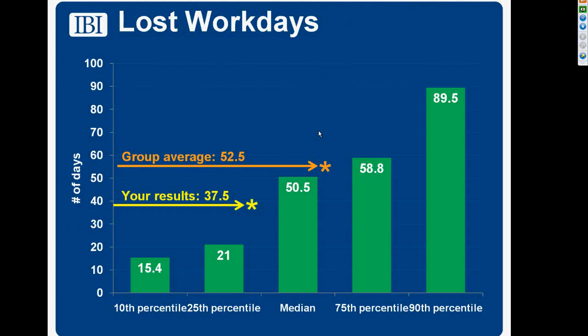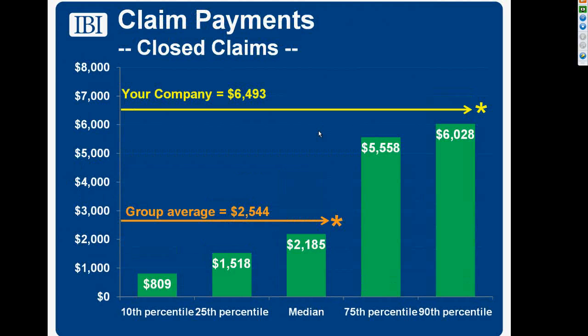Now let's look at payments, closed claims first. Now we begin to see a very different picture. Again, the company shown in yellow. Now this company is very high and actually beyond the 90th percentile in their closed claim payments, and quite high relative to the average in the group.